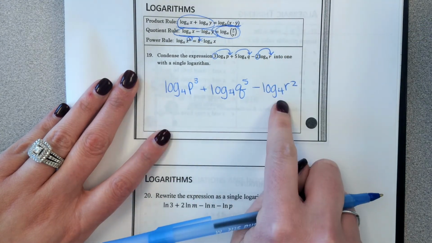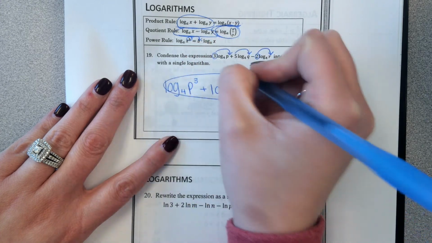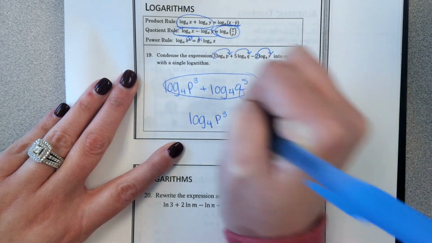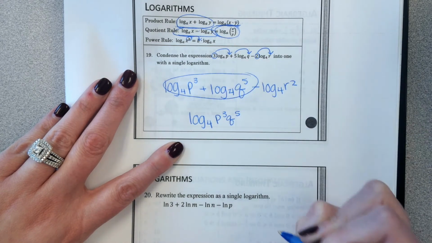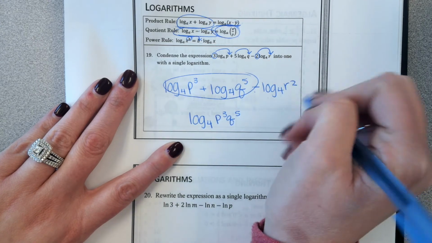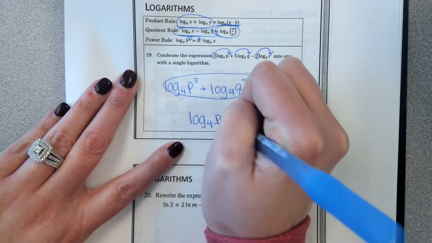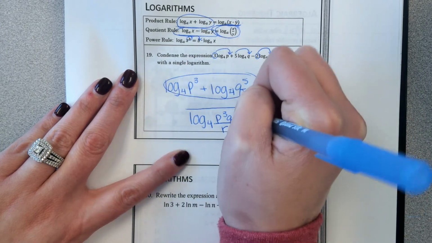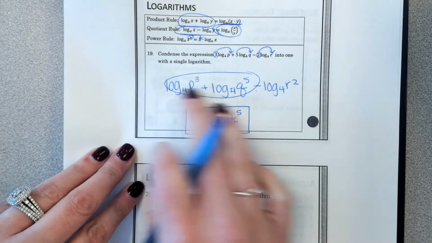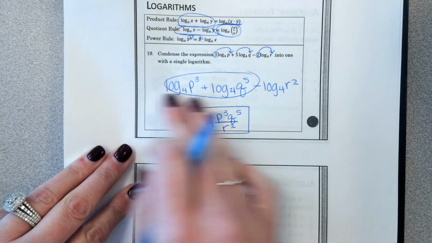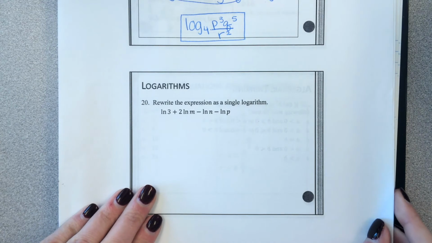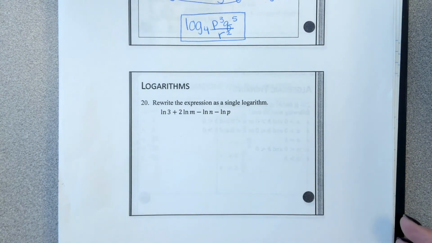Now I can just go straight across, so I have addition. That's going to turn into multiplication, so I'm going to have log base 4 of p cubed q to the 5th, and then I have minus log base 4 r squared. So I'm subtracting, so that means I'm going to divide by that r squared, and that is our final answer. Okay, and so if you've got multiple operations, you just go from the left to the right, just go straight across.